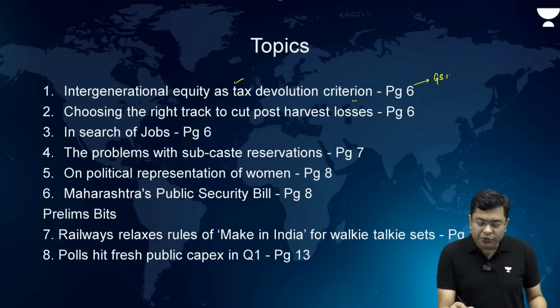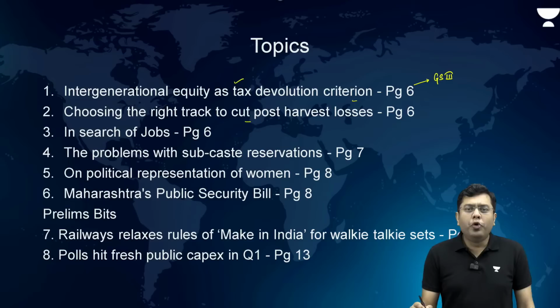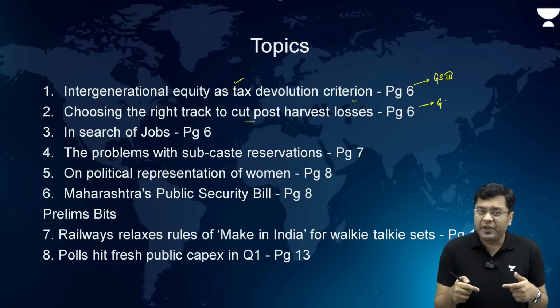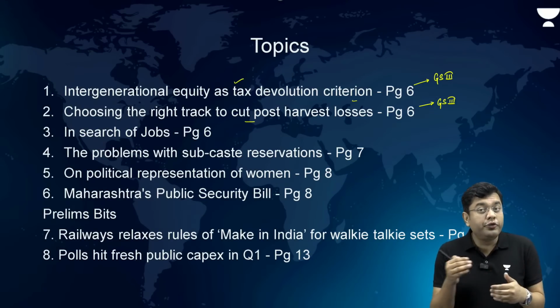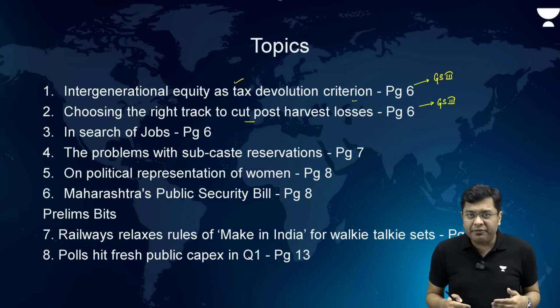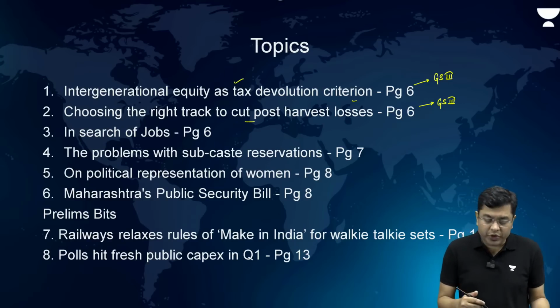Then, choosing the right track to cut post-harvest losses. Agricultural sector is suffering quite significantly from post-harvest losses, again relevant for your GS paper 3. And here, with the help of the arguments of the article, we are also going to talk about how railways as a sector can benefit from this particular opportunity.